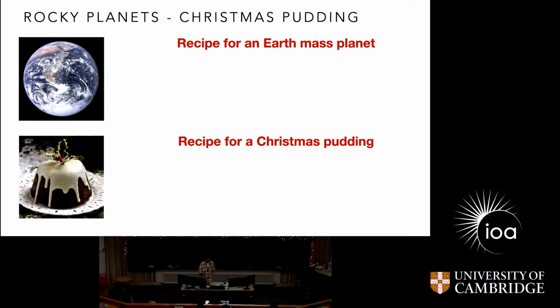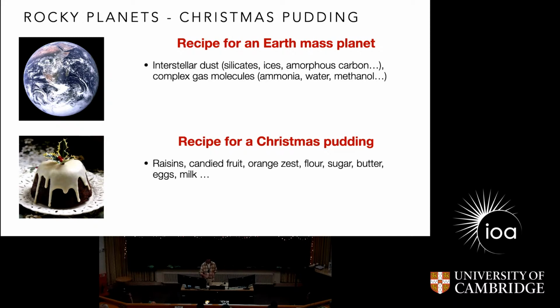And so now I will also give you the recipe to form the Earth, so a rocky planet. And I will convince you that it's very similar to preparing a Christmas pudding. So what do we need for the Earth? What is the ingredient list? We need so many things. We need interstellar dust that is composed of silicates, ice, and also complex gas molecules. So we need really a lot of things. The list would be way longer, but here I just showed you the most important ingredients, but we need a lot of ingredients for the Earth.